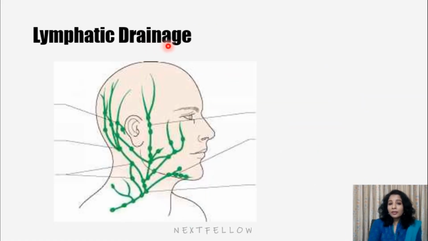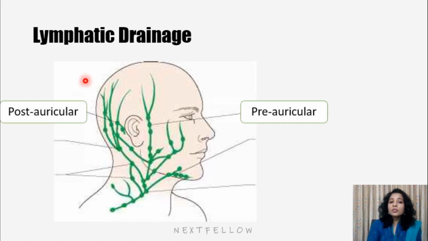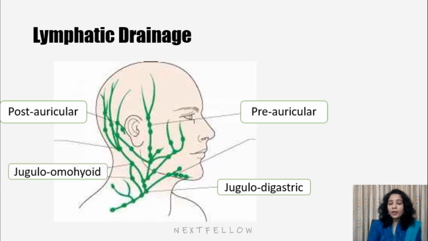Next, about the lymphatic drainage. Just like how we studied the nerve supply and blood supply of the scalp, the lymphatics we can also divide into in front of the ear and posterior to the ear. In front of the ear, the lymphatics of the scalp drain into preauricular lymph nodes, which are superficial parotid lymph nodes. Posterior to the ear, posterior auricular lymph nodes, which are otherwise called mastoid lymph nodes. And further, they finally drain into the principal lymph nodes present in the neck, called jugulodigastric and jugulo-omohyoid lymph nodes.